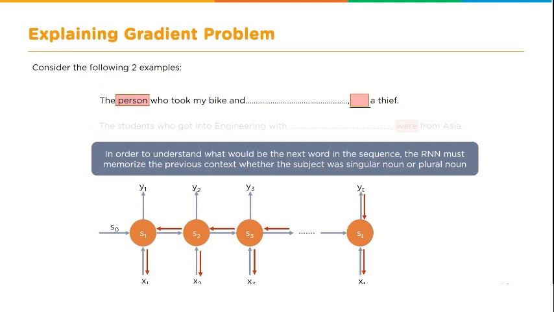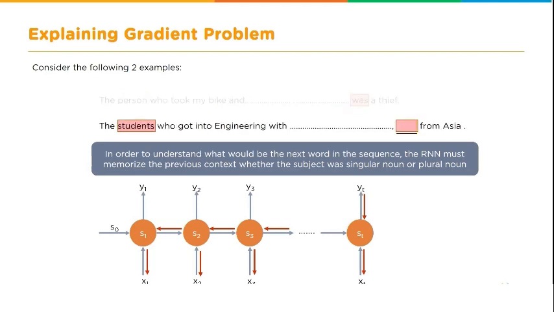Consider the following example, the person who took the bike, so we'll go back to the person who took the bike was blank a thief. In order to understand what would be the next word in the sequence, the RNN must memorize the previous context, whether the subject was singular noun or a plural noun. So, was a thief is singular. The student who got into engineering, well, in order to understand what would be the next word in the sequence, the RNN must memorize the previous context, whether the subject was singular noun or a plural noun.